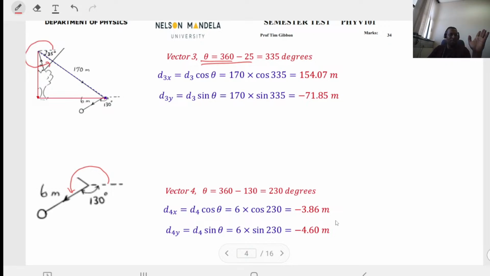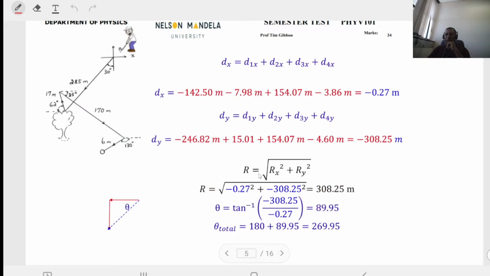I have done the majority of the job. I have almost done. Then the next is just to sit down and type each of them. The x component is d1x plus d2x plus d3x plus d4x. When I put together, I got that small number, minus 0.27 meter. The y component again, I've got this all. My final answer in this case, therefore, is 308 meters. That is the smallest I could go. And then the angle also, you could see.